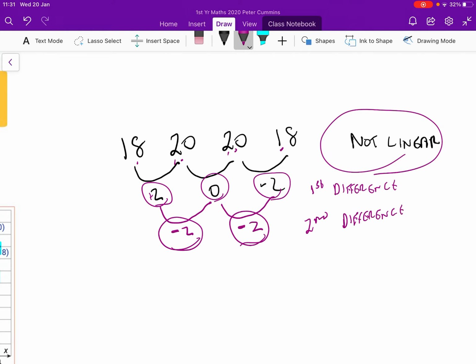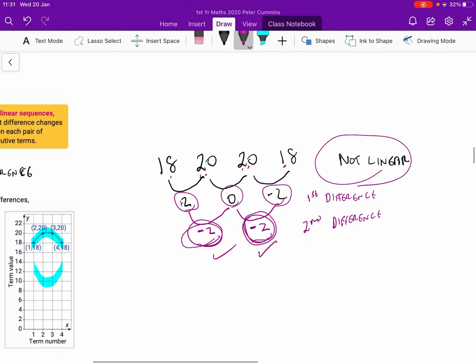Well, the second difference, to go from 2 to 0, you take away 2. To go from 0 to -2, you take away another 2. So the second difference is the same. Okay, well, what does that mean?